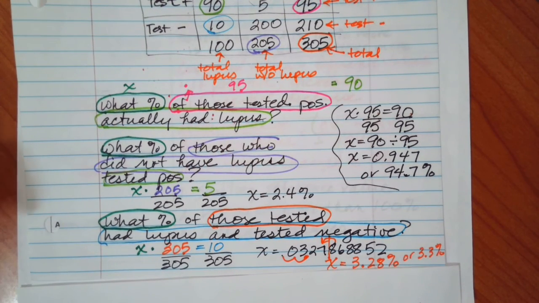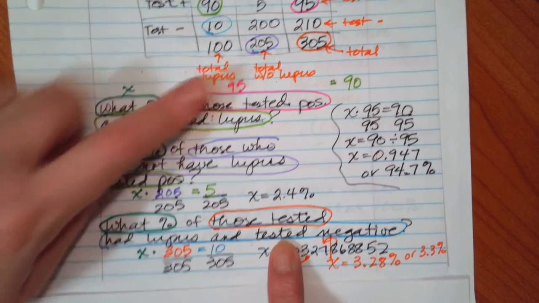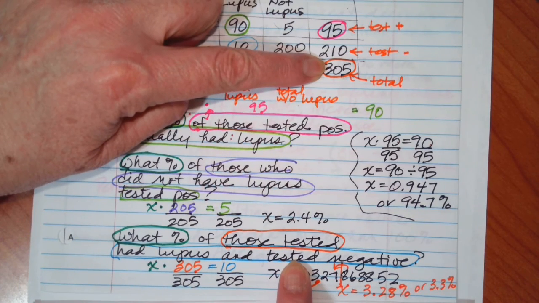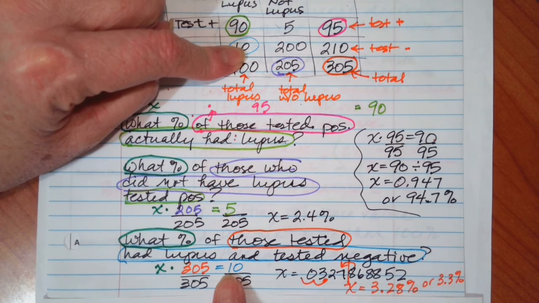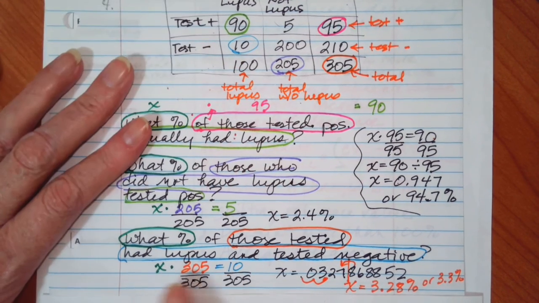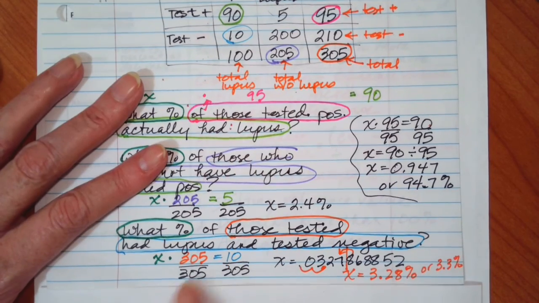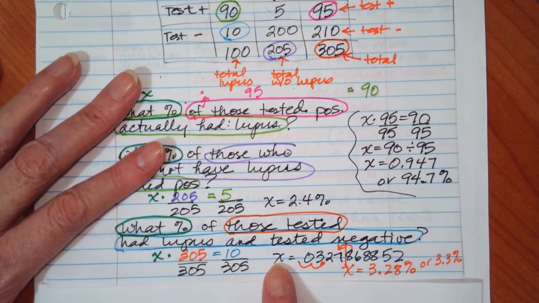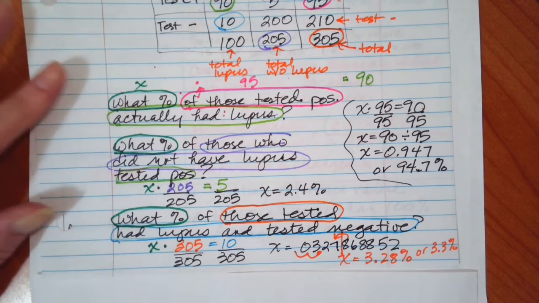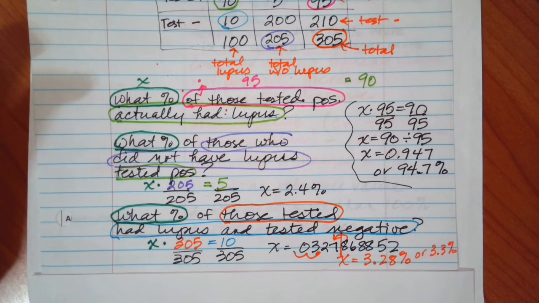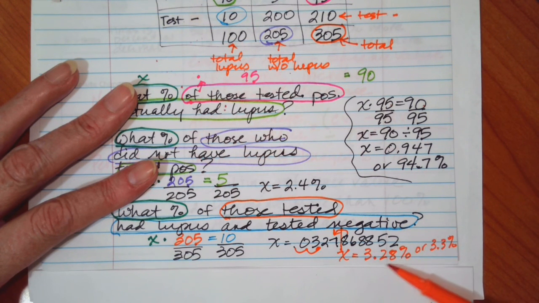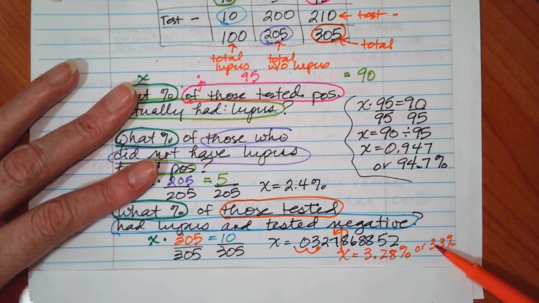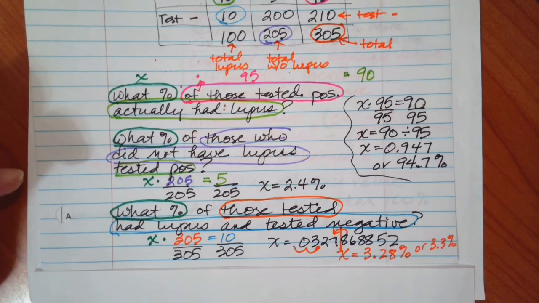And then lastly, what percent of those tested had lupus and tested negative? Okay, the number tested was 305. Those who had lupus but tested negative, there were 10 of those. So X times 305 equals 10. When I divide by 305, I get that X equals this big old long decimal. Now you want to pay attention to rounding on this. If it asks, you first of all want to change it to a percent. If you round to the hundredths place, it's 3.28. If you round to 10, it's 3.3. So be careful with your rounding.